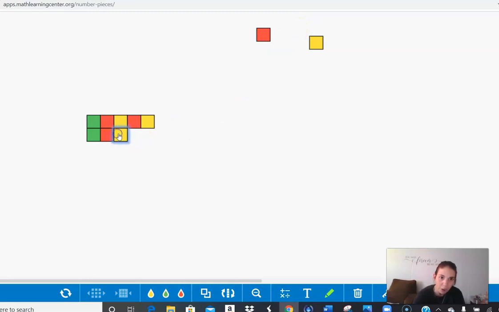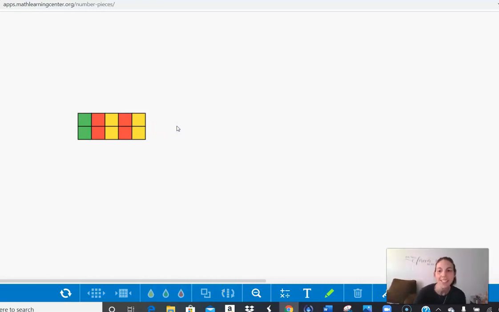So we have 2 rows here. You don't have to line up the colors. It just happened to be that all my colors lined up together. I didn't do that on purpose. Okay, so we have 1 row. We have 2 rows. How many are in 1 row? How many tiles are in 1 row? 1, 2, 3, 4, 5.